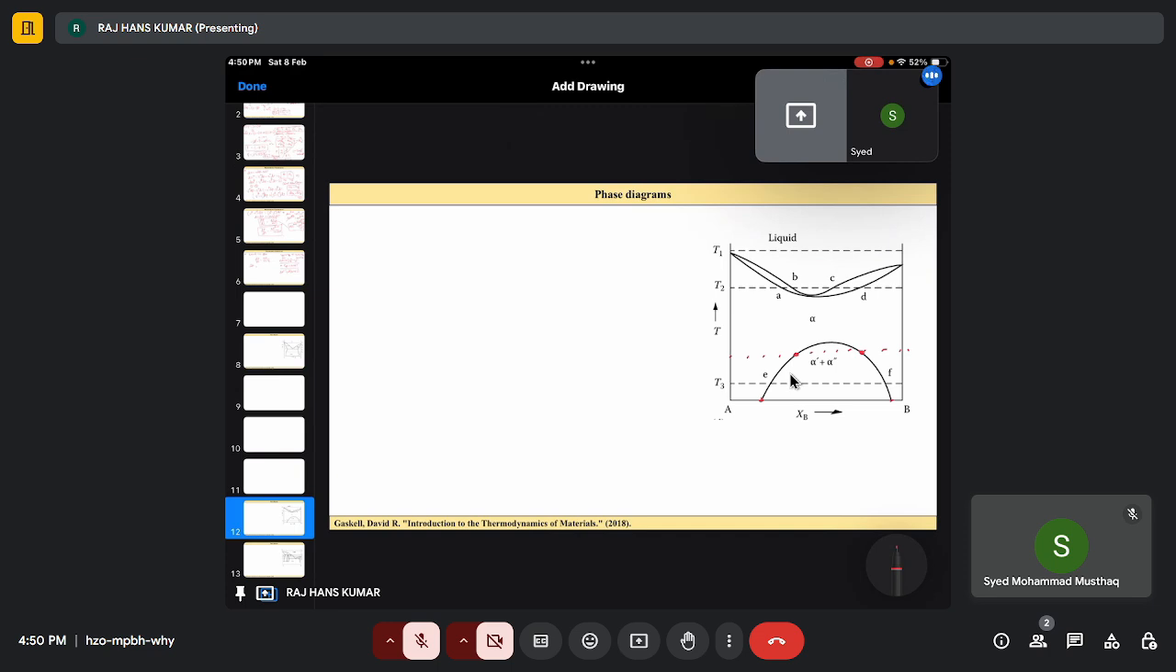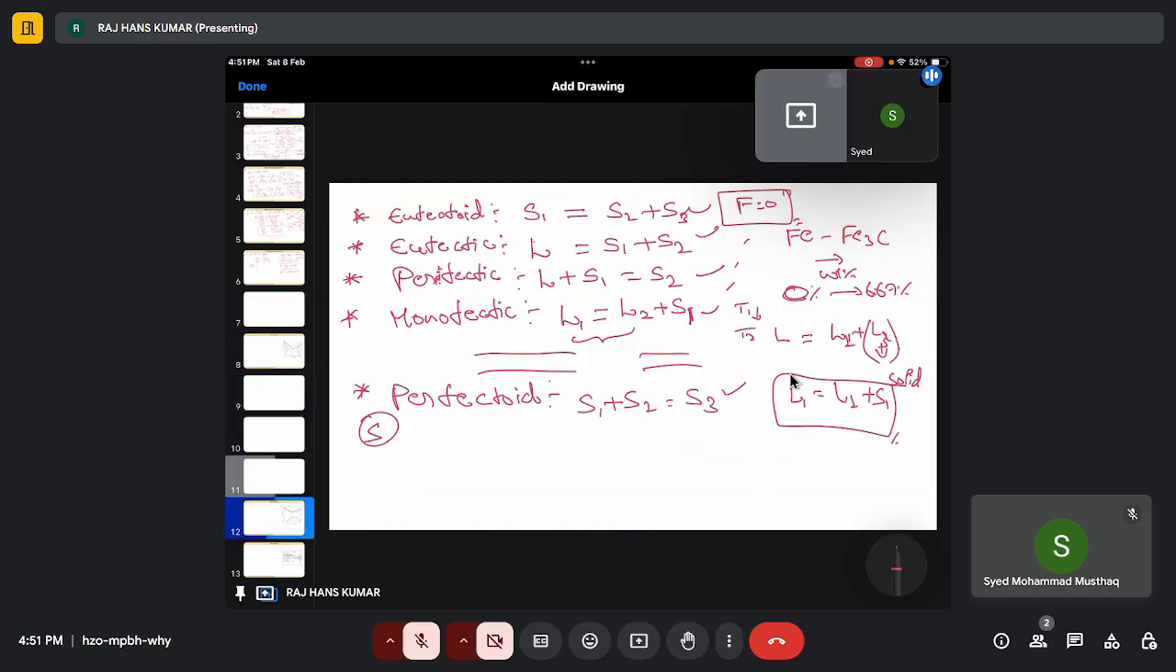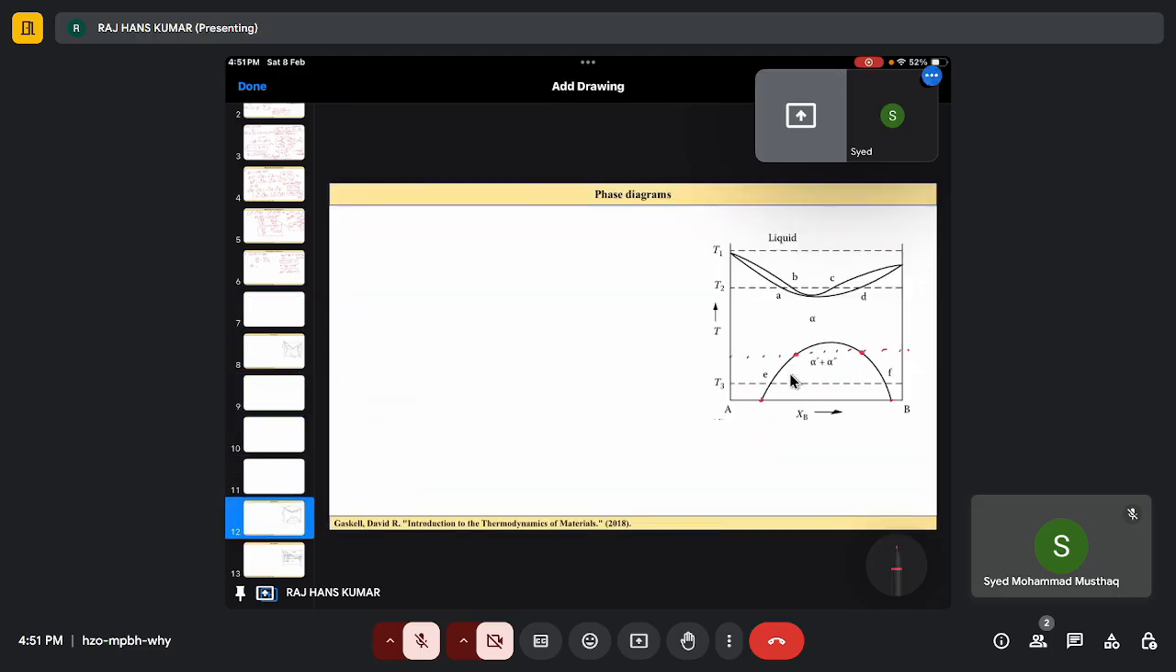Now, if I draw G versus X, composition, at different temperatures, right? I have T1, T2, and T3. These are my three different temperatures. Now, if I try to draw my G versus X composition diagram for these three temperatures, let's try. So, yeah, at T1, right?